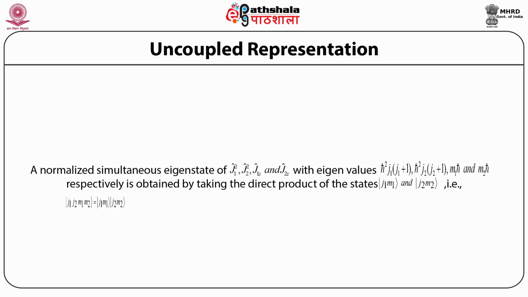And this can be obtained by taking the direct product of the states ket vector J1 M1 and ket vector J2 M2, that is, ket vector J1 J2 M1 M2 is equal to ket vector J1 M1 times ket vector J2 M2.